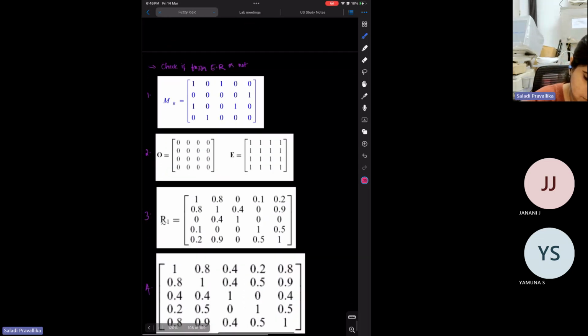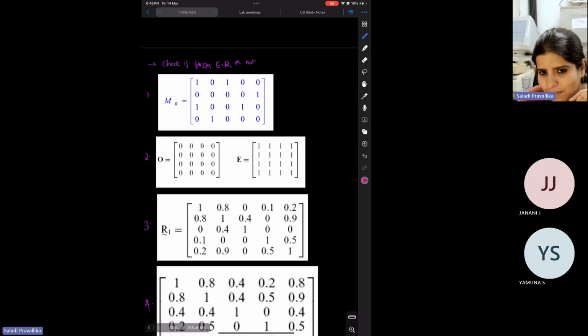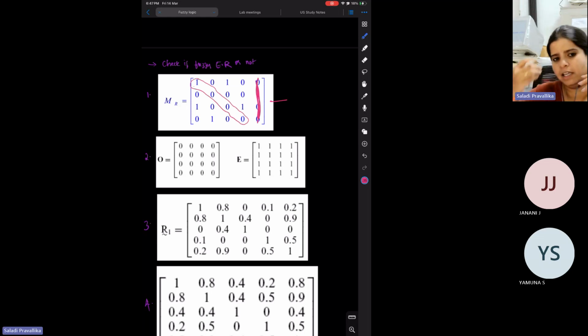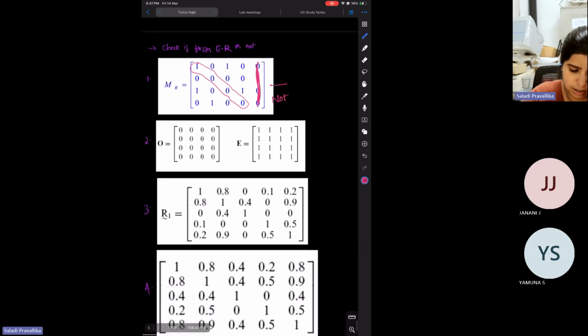So these are the same questions that we have seen earlier. This one is not even a square matrix. I apologize for keeping this here, but just remove the last one. So this itself is not following the reflexivity condition, and hence this is not. And the next one, O, is also not.